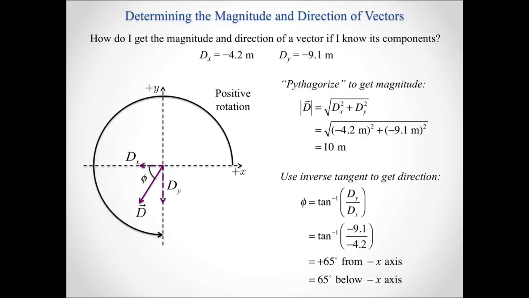So what we want to be very, very comfortable with is going in either of these directions. If you're given the magnitude and direction of a vector, you want to use cosine and sine to get the components. If you're given the components of a vector, you want to be equally comfortable in either Pythagorizing or using the inverse tangent to get the magnitude and direction of the vector. And you should be able to do this in either direction, equally comfortable, because we're going to have to do this all semester long in dealing with vectors.